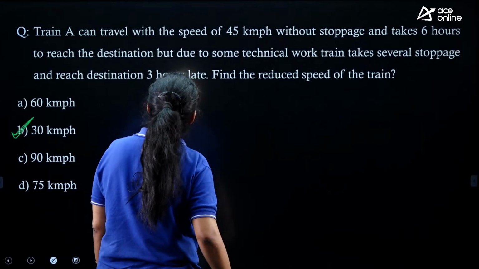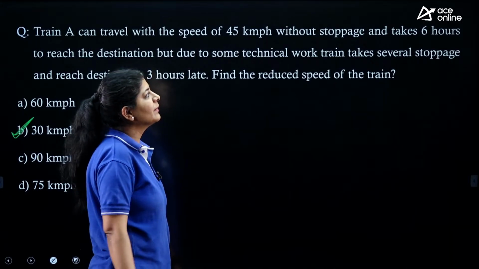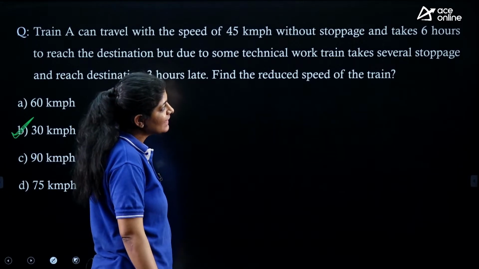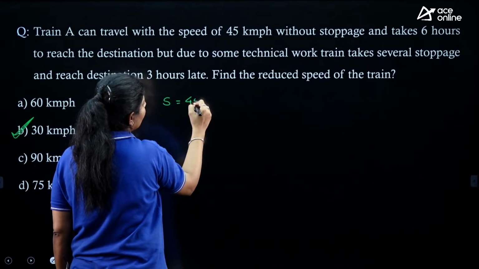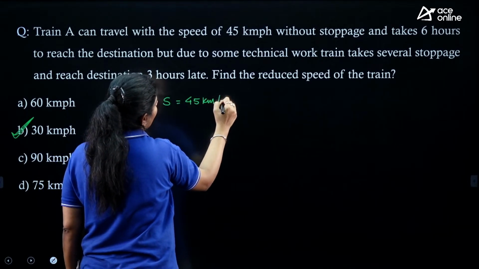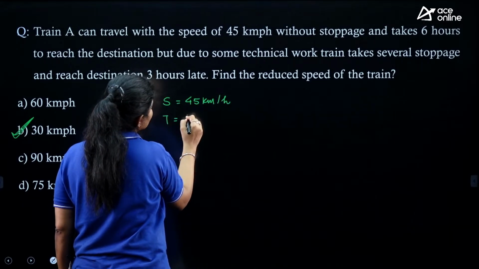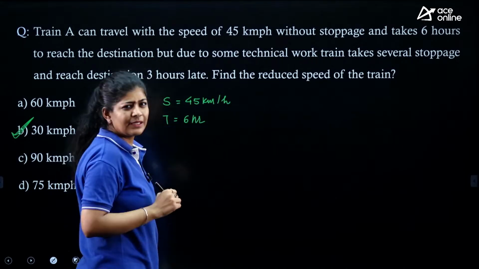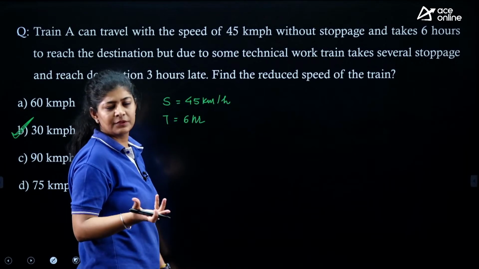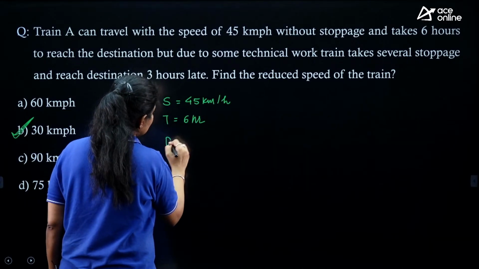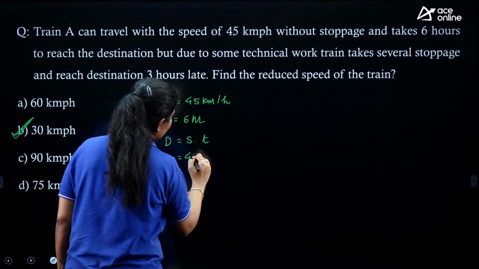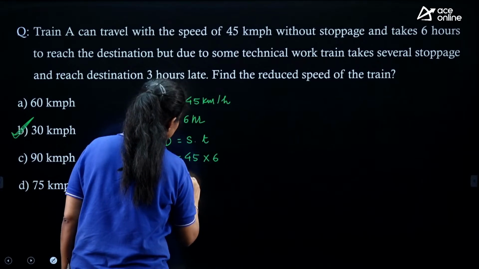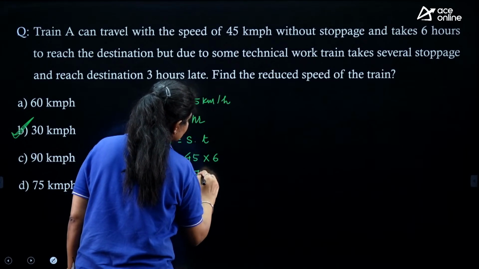Train A can travel with the speed of 45 kilometers per hour without stoppage and takes 6 hours. So the speed is given as 45 and the time is given as 6 hours. From this, can we get the distance? Yes. Distance is nothing but speed into time. That means 45 into 6, which is nothing but 270 kilometers.